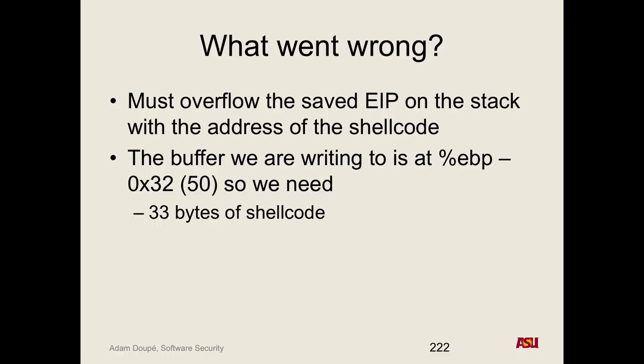So we need our 33 bytes of shellcode, right? Remember, we have to forget the null byte now, because we want to create a string that will not only inject our shellcode into the process, but will overwrite that same EIP. So we need our 33 bytes of shellcode. We need 17 random bytes. Why 17?